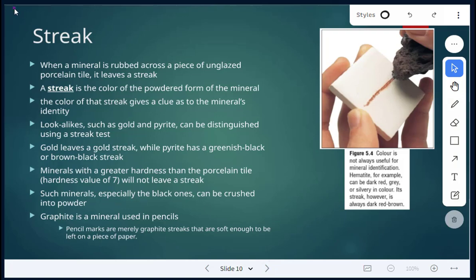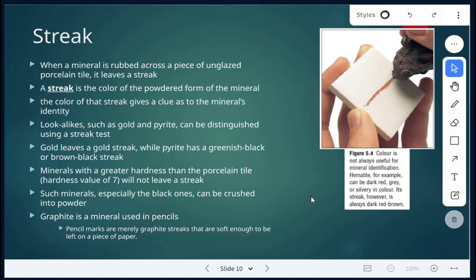The next property, this is called the streak. So when a mineral is rubbed across a piece of unglazed porcelain, like this is the porcelain, it leaves a streak. And that streak is the color of the powdered form of the mineral. Okay, so the color of that streak, it gives another clue as to what the mineral's identity is. So lookalikes like gold and pyrite, they can be distinguished using a streak test. Gold will leave a gold streak. Pyrite will leave a greenish black or a brown black streak.